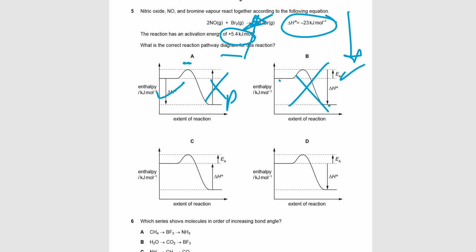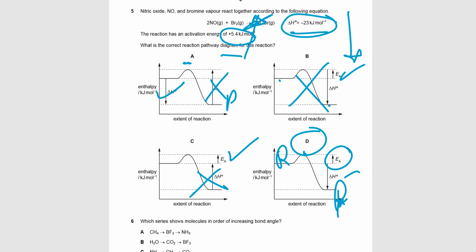In the option C, you have the activation energy, it's correct, but the delta H is totally opposite between product and reactant, so this one doesn't fit with the value here, which is negative. So this one is the correct answer, as we have explained. Negative, this one, reactant, product, and this is the activation energy between the reactant and this point. So the best answer is D.